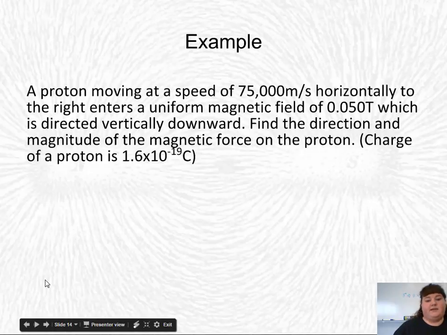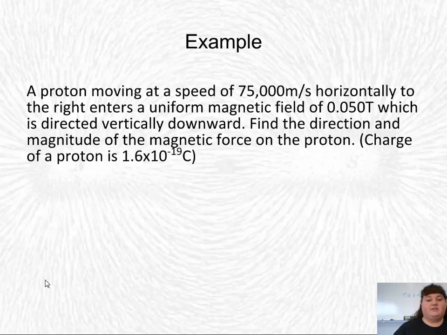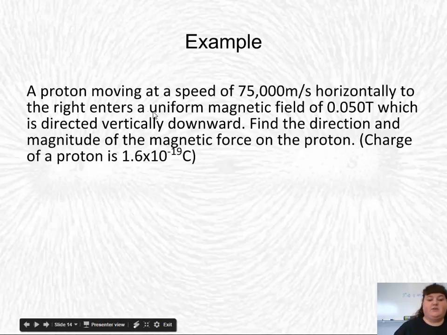So a proton is moving at a speed of 75,000 meters per second, horizontally to the right. So right tells us it should be a positive velocity. It enters a uniform magnetic field of 0.05 Tesla, which is directly vertically downwards. So it's telling us that they're perpendicular, so we're going to have a force. We want to find the direction and the magnitude of the force.